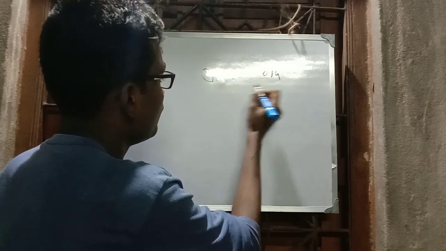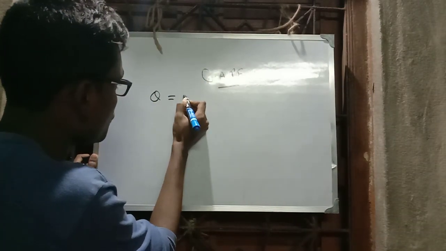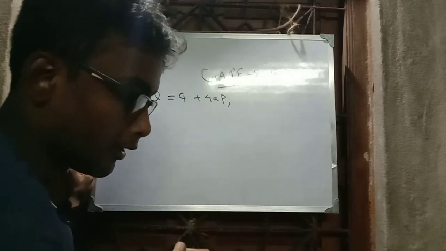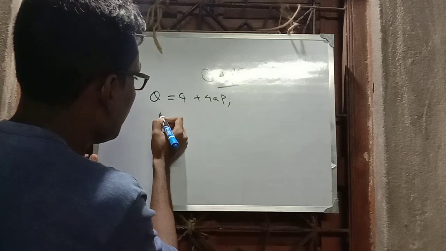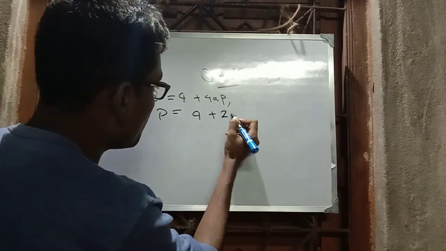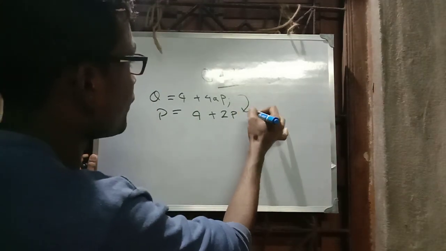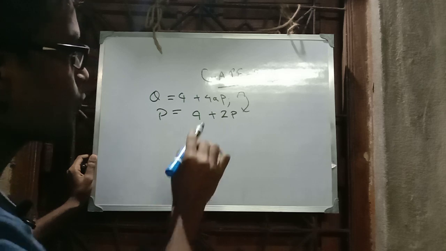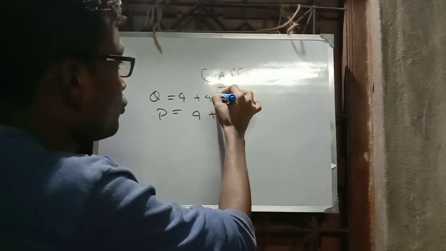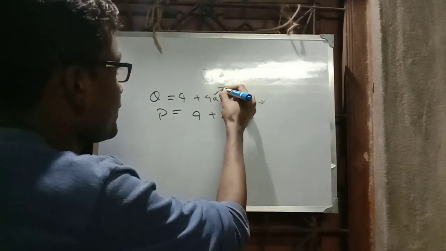The problem is: suppose capital Q equals small q plus 4ap, and capital P equals small q plus 2 small p. By the question, this transformation is canonical, and you have to find the value of this a.